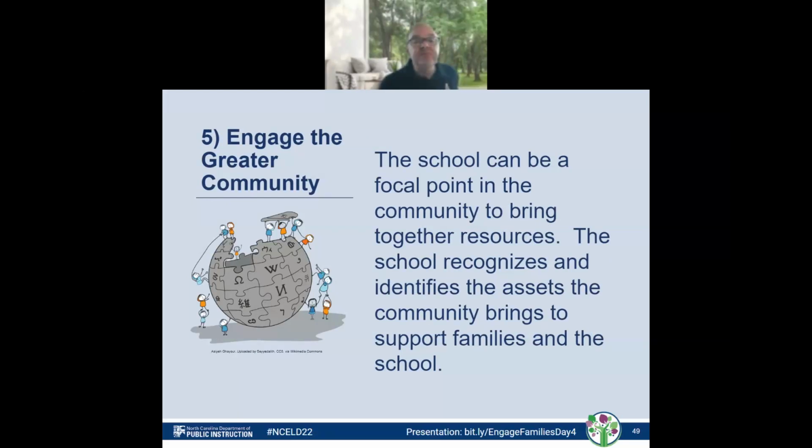The final principle is that families engage the greater community. So the school can be the focal point in the community to bring together resources. The school makes partnerships with individuals and organizations in work and community places to take on roles mentoring students. This can be through student internships or work-based learning opportunities. We want to create opportunities for students to see people who look like them or who are from similar backgrounds in different roles in our community.